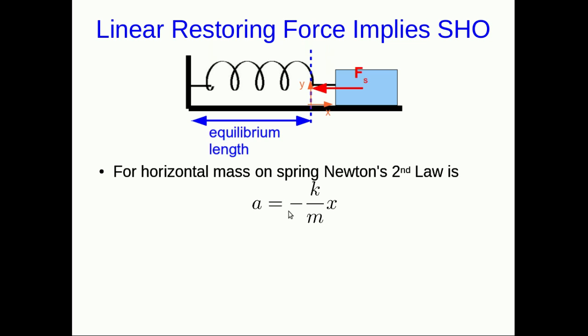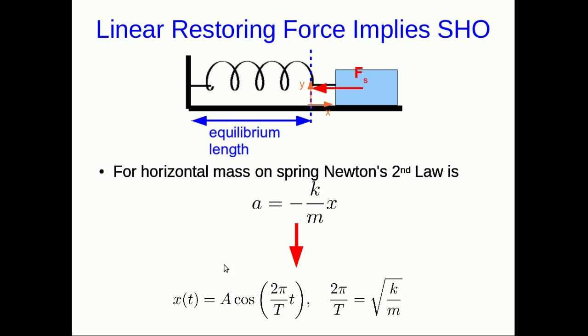Now, what we've seen in the last couple of lectures is that whenever this is the form of Newton's second law, it leads to a sinusoidal solution like this. And what's more, this 2 pi over T, which is like a frequency, is just the square root of k over m. So we've seen that, and I want to point out that this k over m is appearing in both of these places.